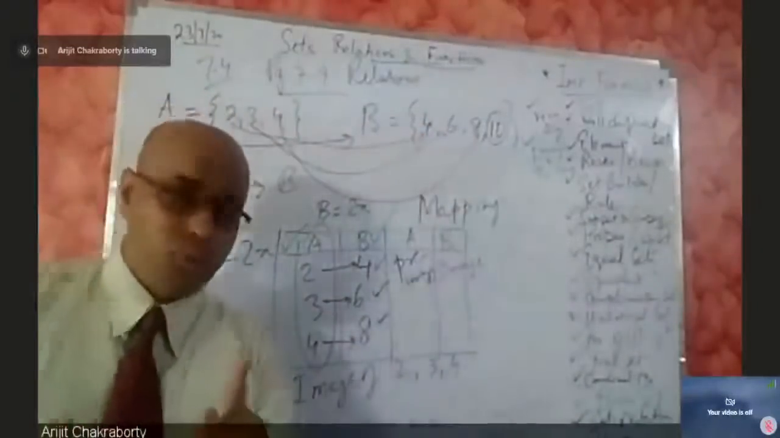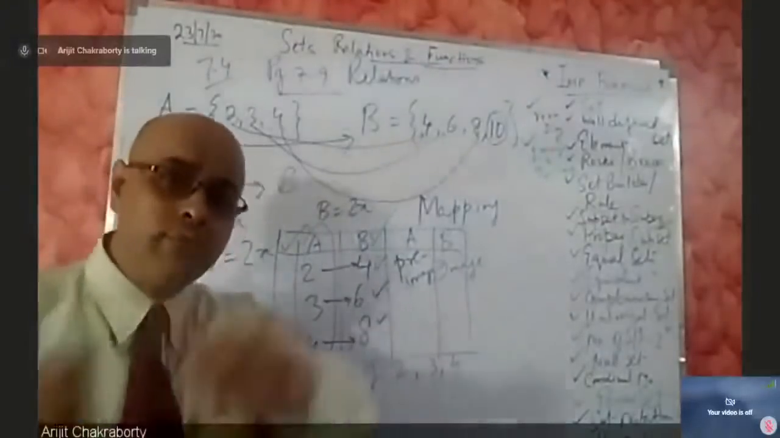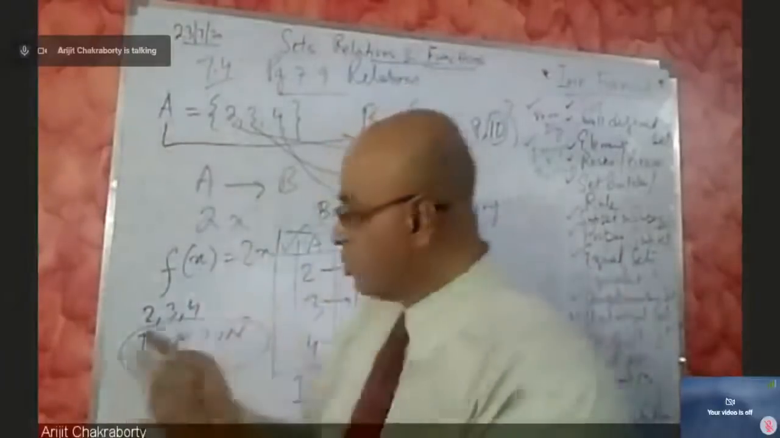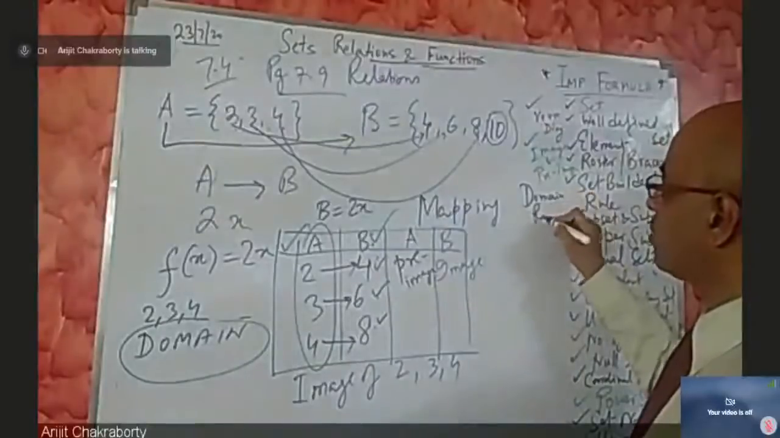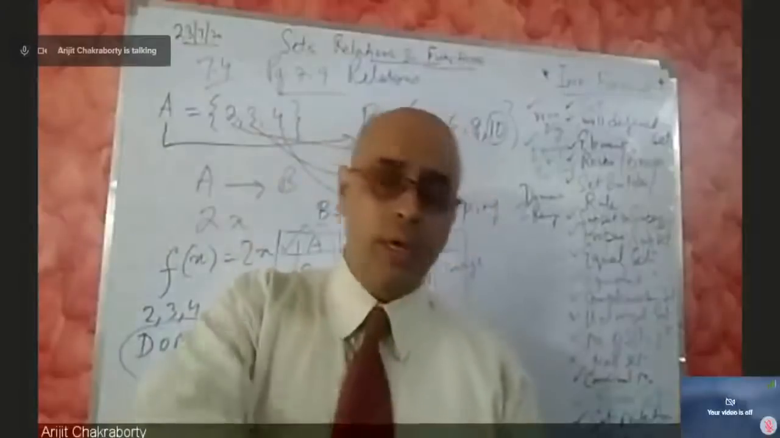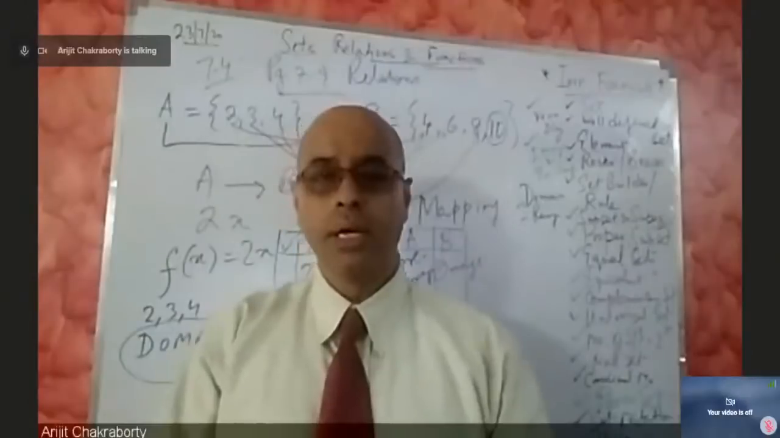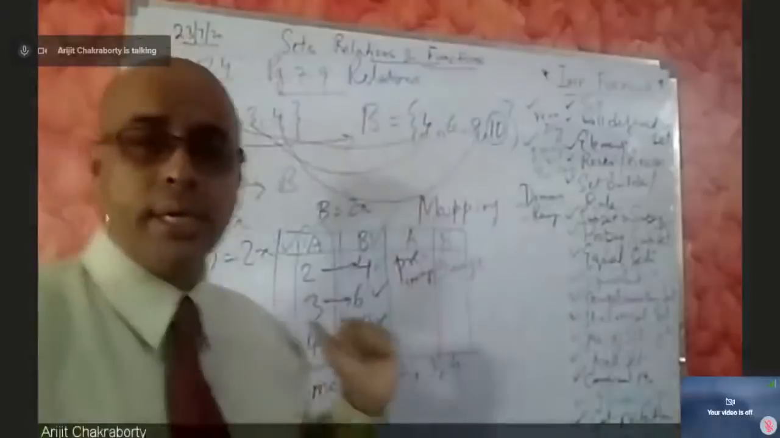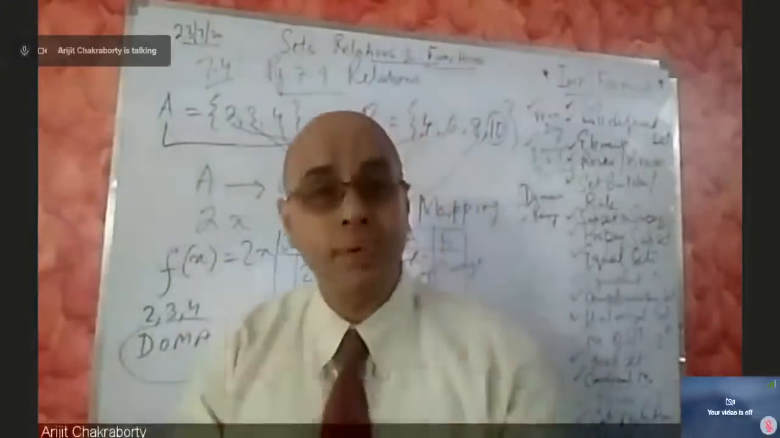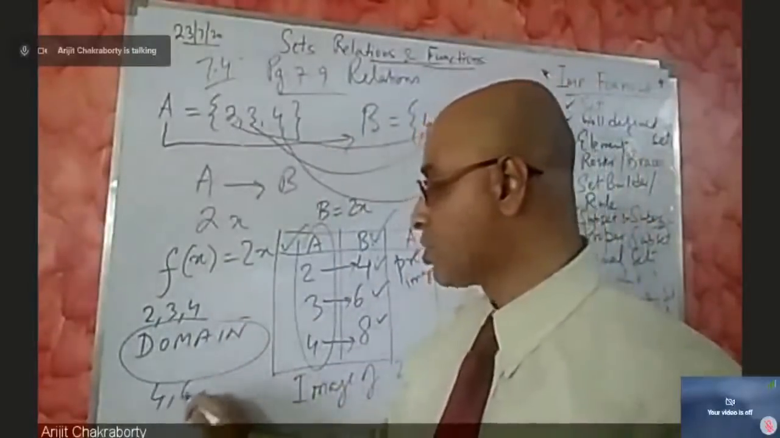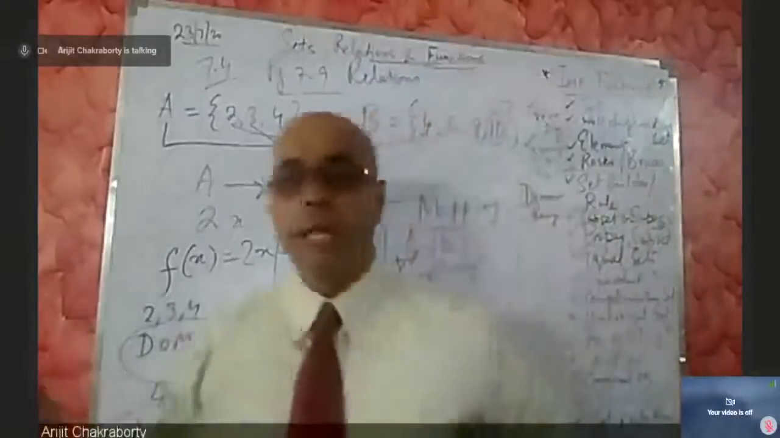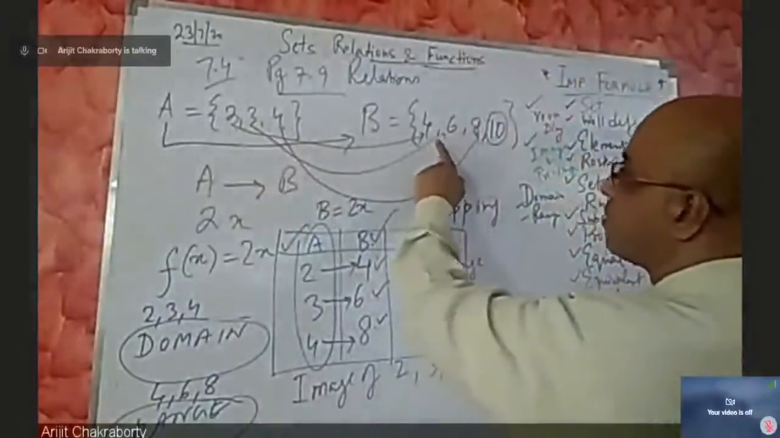And if I ask you, for the values 2, 3 and 4, what are the corresponding values in B? If I give you the domain 2, 3 and 4, you will tell me, sir, the relation is 2x, so for 2 it will be 4, for 3 it will be 6, for 4 it will be 8. So the values in B, 4, 6 and 8, are called the range, R-A-N-G-E. So I can say that the domain is 2, 3 and 4 and the range is 4, 6 and 8.